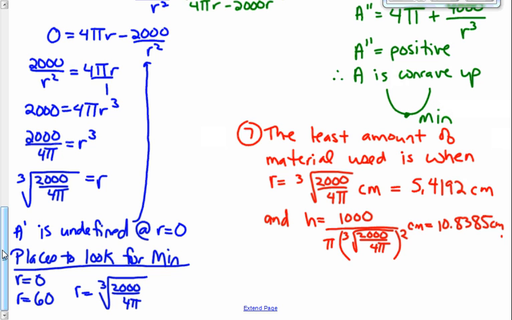So we have answered the question. We have identified what dimensions use the least amount of material. At this point, we could check our answers, because if I use this radius and I use this height, I should get a volume of 1,000. So a good thing to do if you have the time would be to take these values, plug them back into your volume equation, because we know that the volume has to be 1,000. And when you plug this in, you should get that. Which I have done, and I think this one is correct.